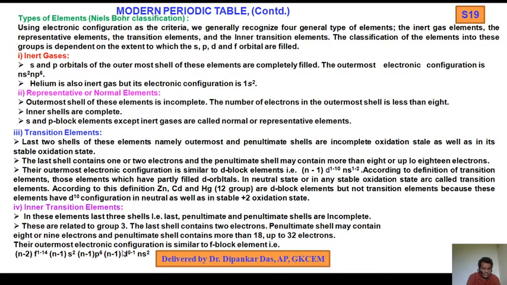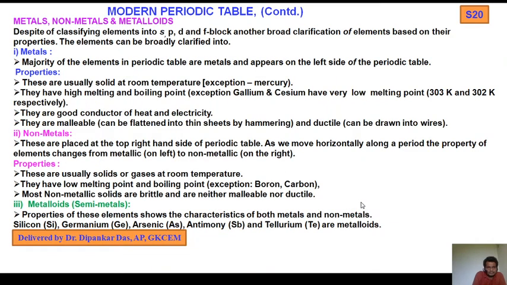So their outermost electronic configuration is similar to the block elements: (n-2)f¹⁴, (n-1)s², (n-1)p⁶, (n-1)d¹⁻¹⁰, and ns². So this is the classification of types of elements: inner transition elements, which elements are called inner transition elements, which elements are called transition elements, which elements are called representative elements, which elements are called inert gases, that I have already discussed. Next, move on.